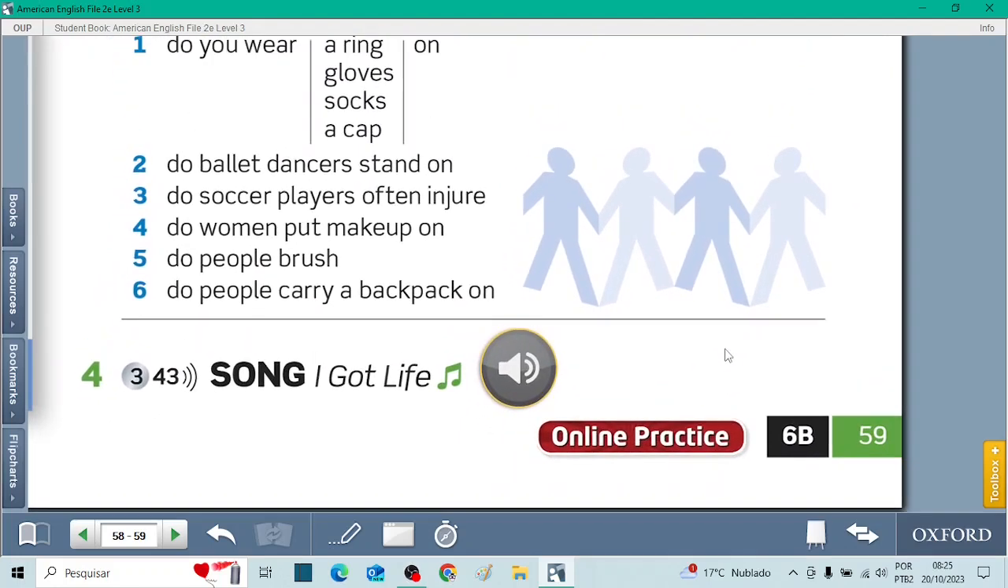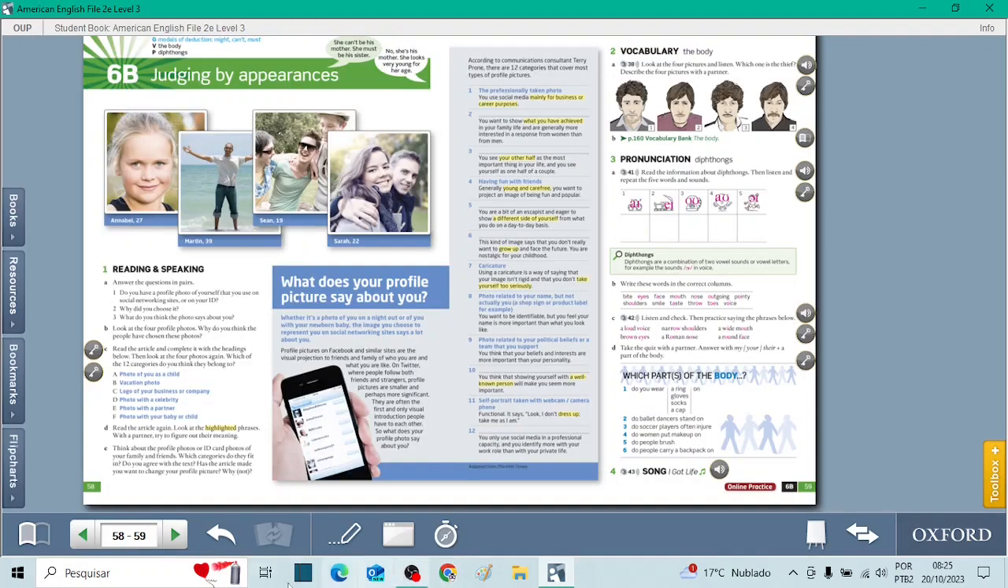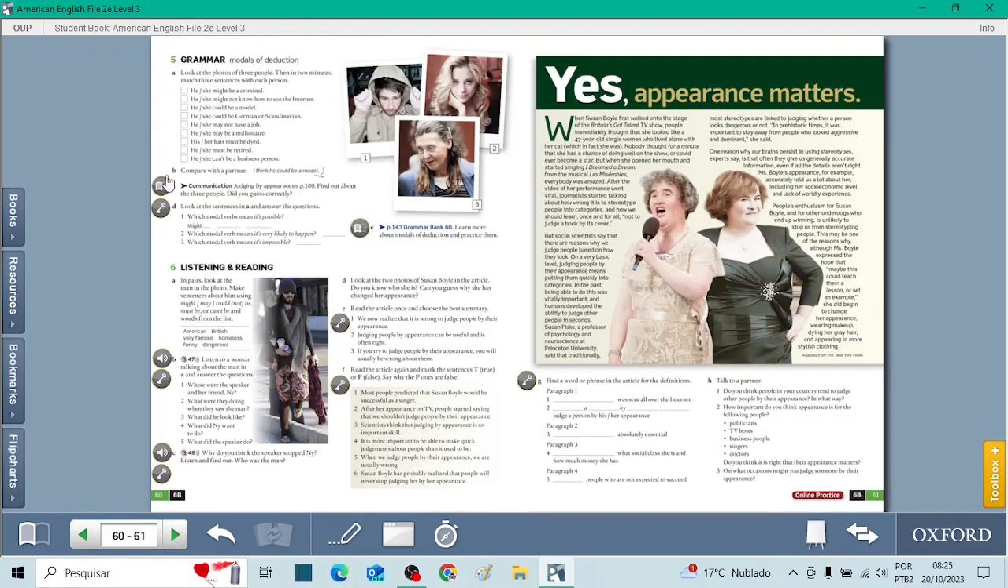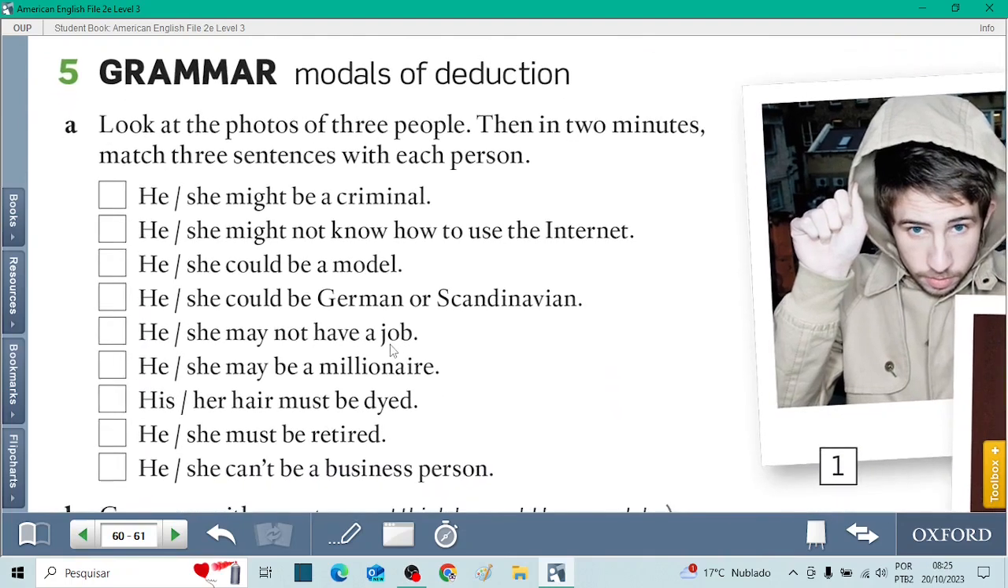Now we are going to do the song activity. It will be displayed both the activity to be downloaded and also the link to listen to the song below. You can check the link, okay? Okay, now let's move on to next page, 60. Let's work on some grammar now.